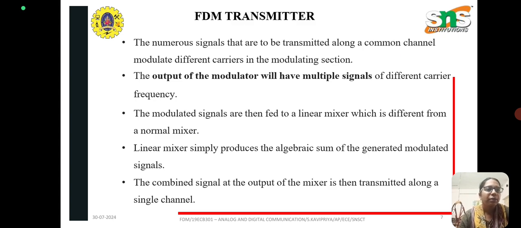In the FDM transmitter, the numerous signals being transmitted along a common channel modulate different carriers in the modulating section. The output of the modulators consists of multiple signals of different carrier frequencies. The modulated signals are then fed to the linear mixer, which is different from a normal mixer. The linear mixer simply produces the algebraic sum of the generated modulated signals. The combined signal at the output of the mixer is then transmitted along a single channel.